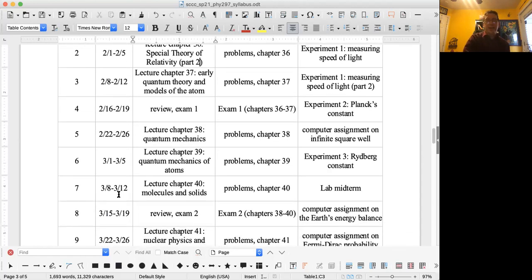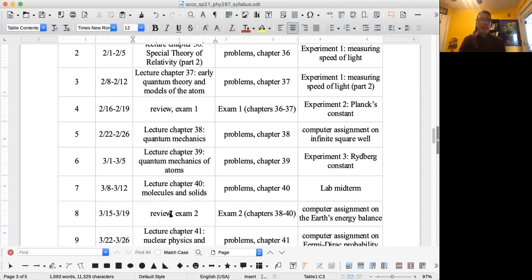Then the following week, chapter 40, molecules and solids. We'll do problems on that Wednesday. And then that Friday will be the lab midterm. Again, the midterm we can do online. And so you'll get some questions. And again, you'll submit the answers like a regular exam.